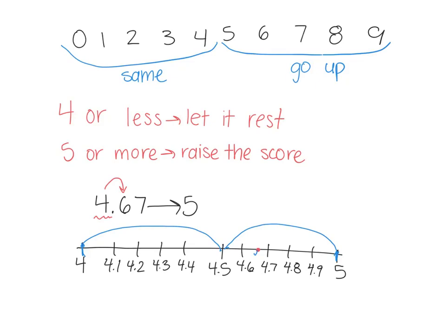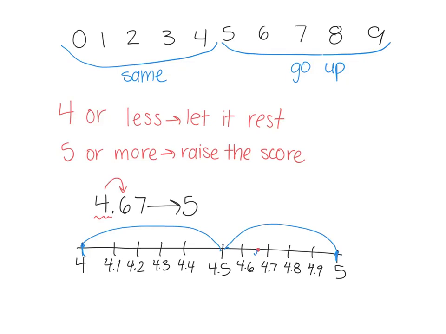So here's my rule, so I know how to do this, so I don't have to make a number line every time I want to round. So I look at the 4, that's the place value I'm rounding, and then I look to the digit to the right. It's a 6. So a 6, I'm always going to go up, 5, 6, 7, 8, 9. I round up. If it's 0, 1, 2, 3, 4, it stays the same.